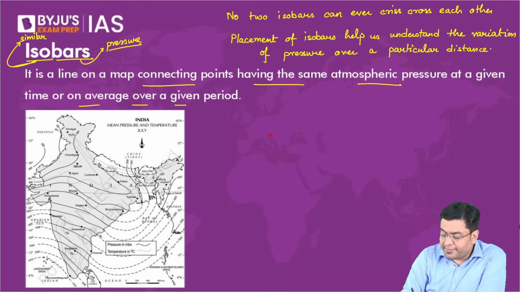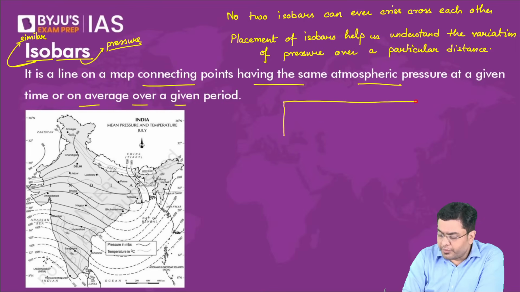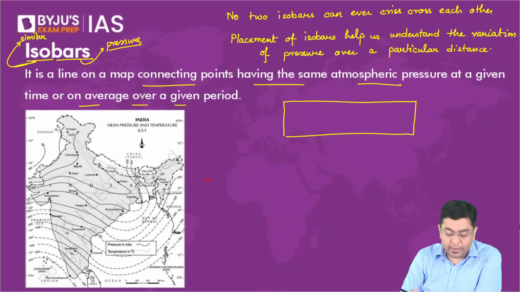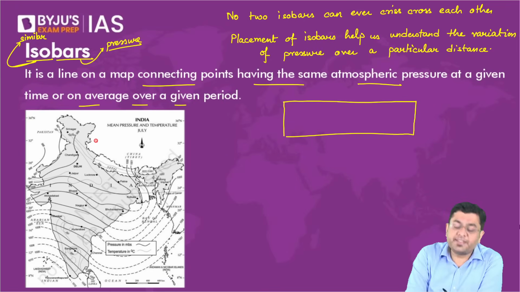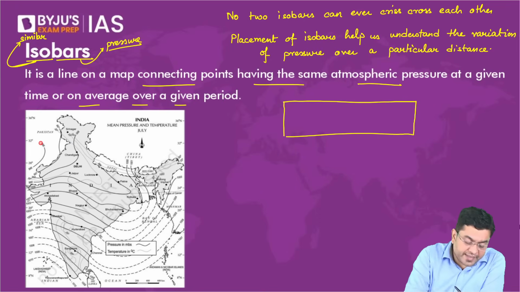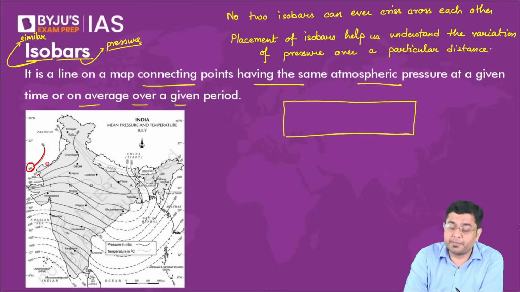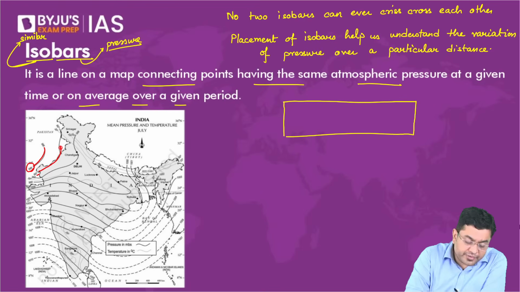So in this case, for example, let's suppose we consider two particular regions. Each of these isobars represents a very unique pressure. If we take the map of India here, you will observe each isobar represents a unique pressure. For example, here it is written 996, 997, 998. Any point lying on this isobar will experience a pressure of 996 millibar, and any point on this isobar will experience 997 millibar, and that represents a variation in pressure.